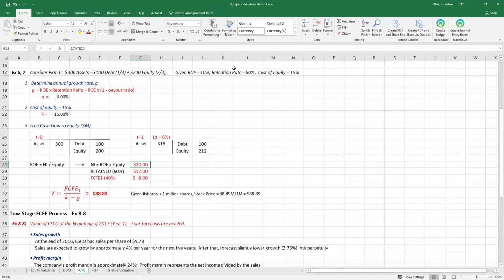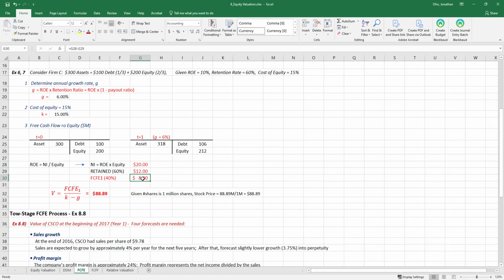And then it says the retention ratio is 60%. That means 60% of this net income will be retained in retained earnings to finance the company's expansion and growth. So let's calculate this one. 60% of 20 million. 60% of this 20 million will be kept inside the company. So it's retained earnings.